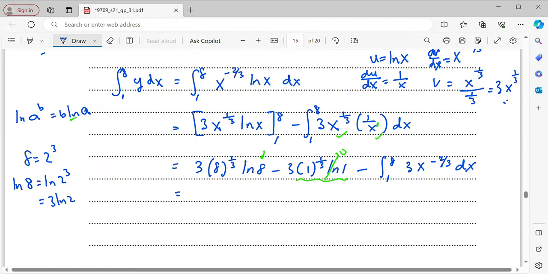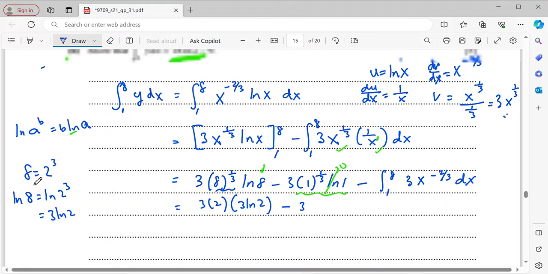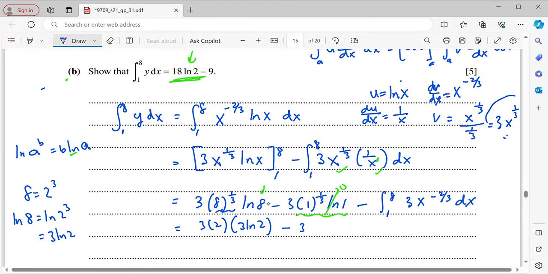So here, 8 to the power 1 over 3 is going to be 2. Alright, so 3 times 2, then this is going to be 3 ln 2. Then minus the integral of 3x to the power of negative 2 over 3. So which is this result. Right, for the x itself, it will be that result. Don't forget there's a minus 3 outside. So I times by 3x to the power 1 over 3, from 1 to 8.